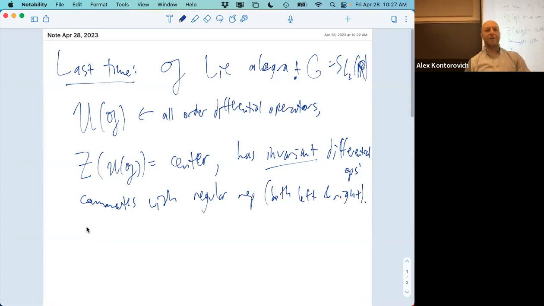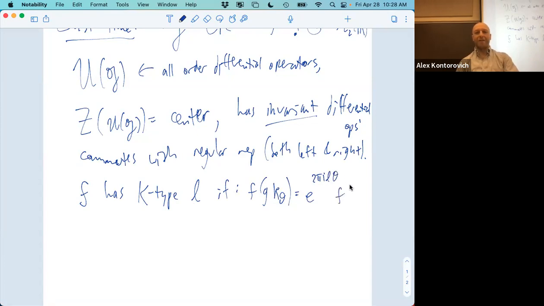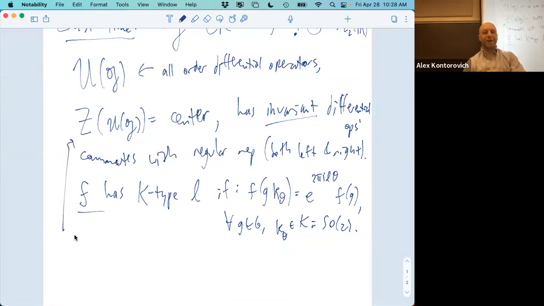we talked a little bit about K-types. So we said that F has, let's say, K-type. People always use little k, like weight k. But if I'm talking about K and little k, maybe it's blasphemous to use a different letter for this purpose, but let me use L. F has K-type L if F(g k_theta) is e^(2 pi i L theta) F(g) for all g in G and k_theta in K. K is SO(2). Right? We saw this. We saw, oh yes, the center is generated by the Casimir element. In this case, it's just one Casimir element.